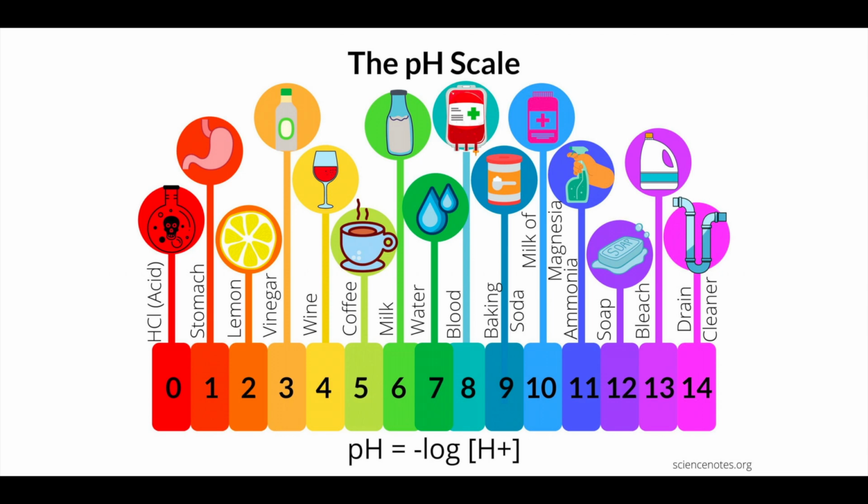So here are some very common solutions that you will find on our pH scale. Remember that number 7 is your neutral. The further you go to your right, closer to 14, the more alkaline or basic a substance gets. And the further downwards you go to 0, the more acidic a solution gets.